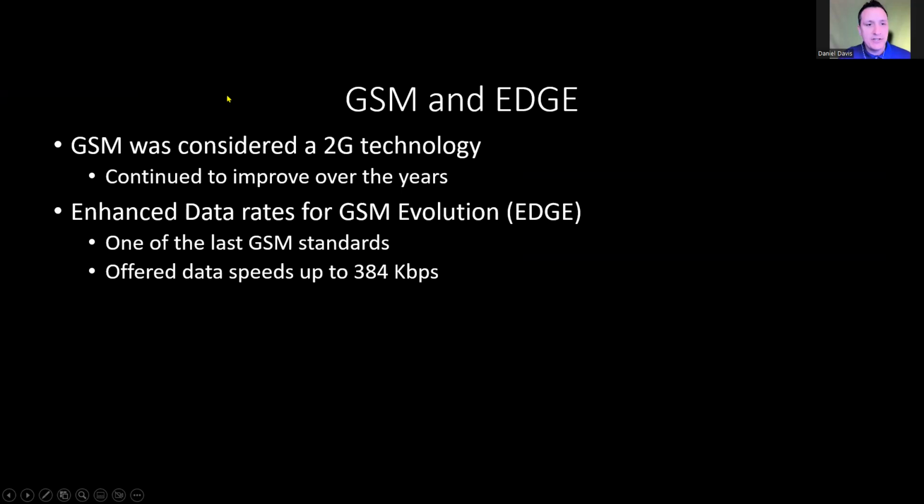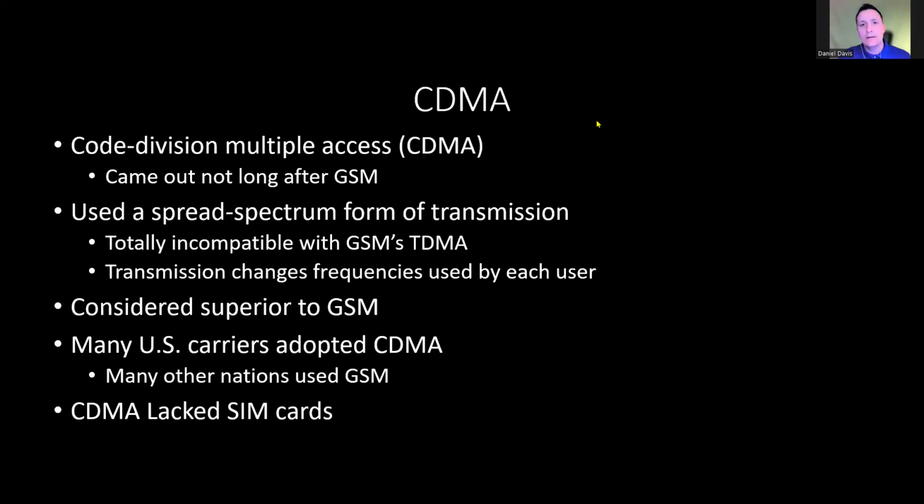GSM was considered a 2G technology. As it continued to improve over the years, they would often give it newer names. So Enhanced Data rates for GSM Evolution became EDGE. That was the newer version of the GSM technology. One of the last GSM standards offered data speeds of up to 384 kilobits per second.